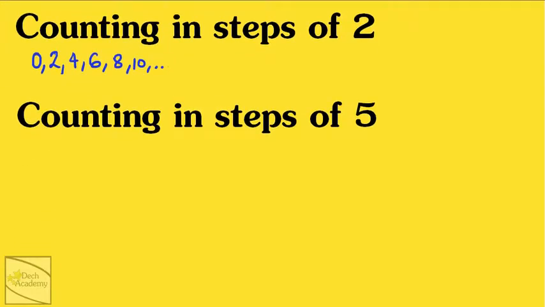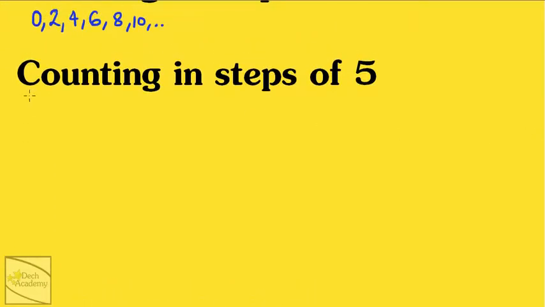How about counting in steps of 5? Let's do that. Let's start from 5. Because we're counting in steps of 5, or multiples of 5, we are just going to keep adding 5 to get the next number in the sequence. Since we're starting from 5, to get the next number, all we have to do is add 5. 5 plus 5 is 10. The next number is obtained by adding 5, so 10 plus 5 is 15. I'm going to continue in that fashion. 15 plus 5 is 20. 20 plus 5 is 25. And we can continue forever.